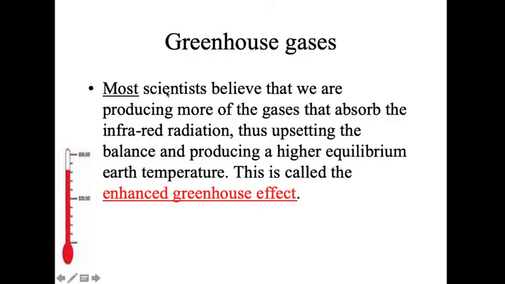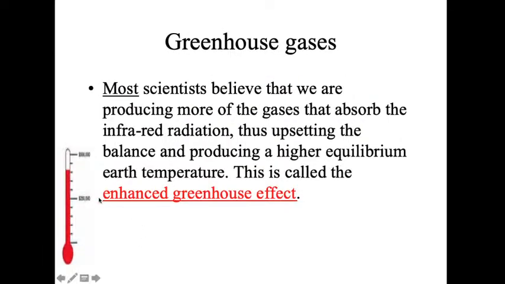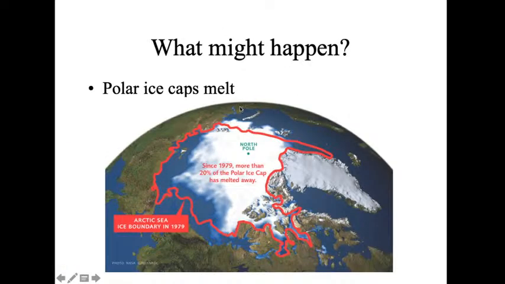Most scientists believe that we are producing more of these greenhouse gases, thus upsetting the balance and producing a higher equilibrium Earth temperature. That's the enhanced greenhouse effect. So the greenhouse effect on its own is a good thing. Enhanced greenhouse effect is a very bad thing, as I'm sure, if you've watched the news or been in school over the last 20 years, you are aware of.